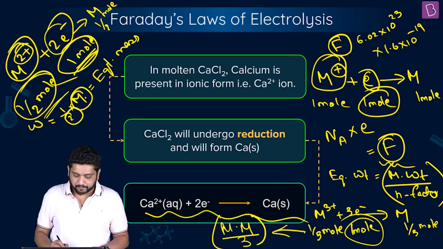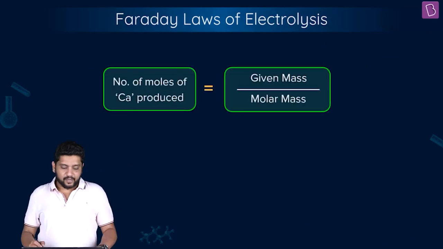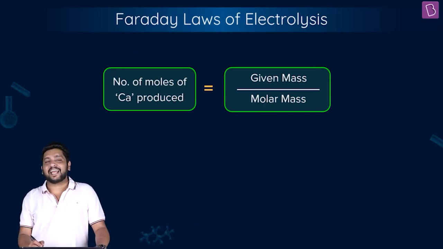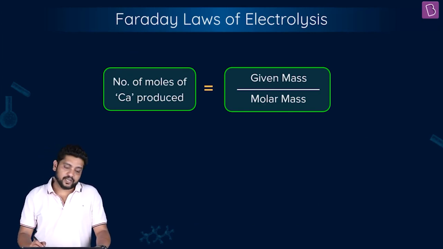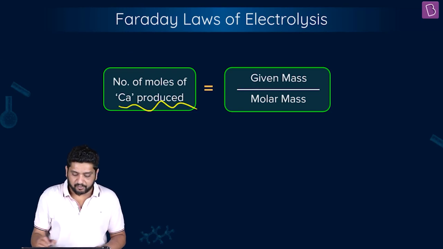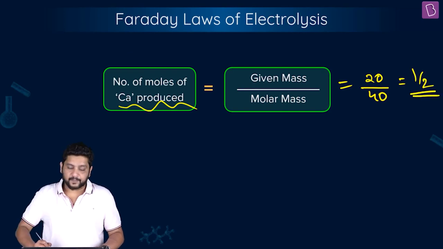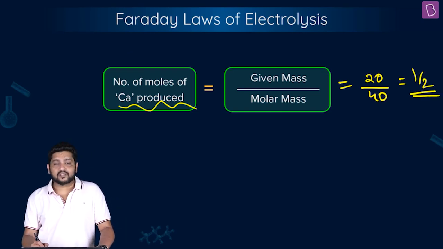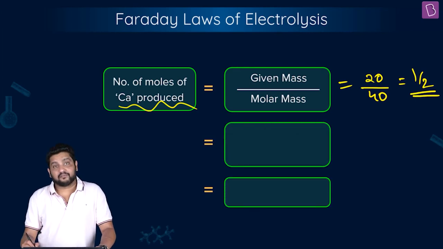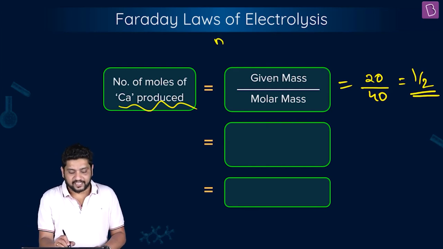So here, what was given to me? I was given that I have 20 grams of calcium that was deposited. So if I want to find the number of moles of calcium, I can say it is given mass by molar mass, which is 20 by 40, which is half, right? So I have half moles of calcium. But from there, can I just get the number of equivalents? No. What did I just realize?